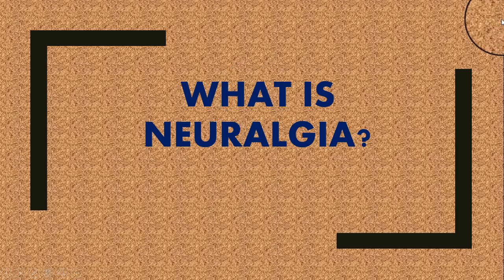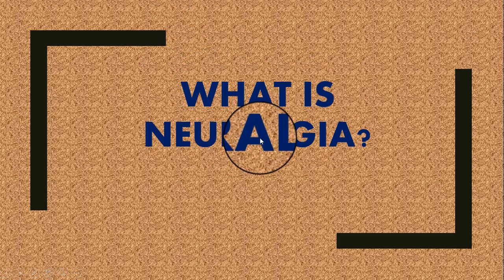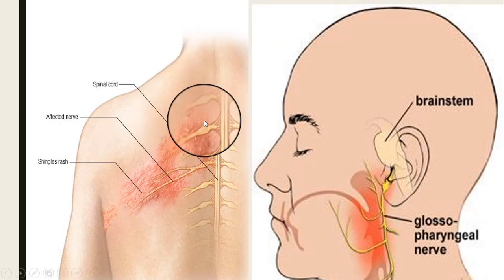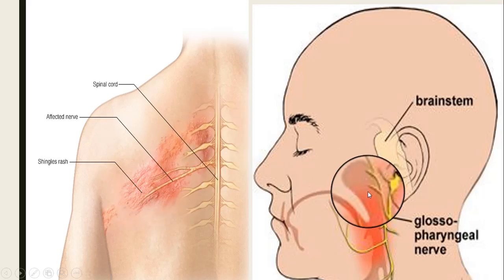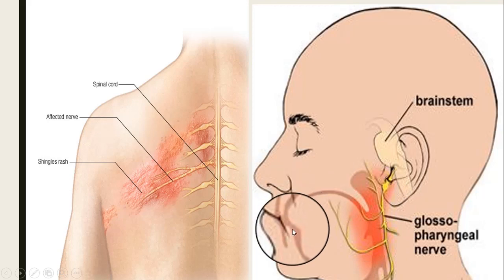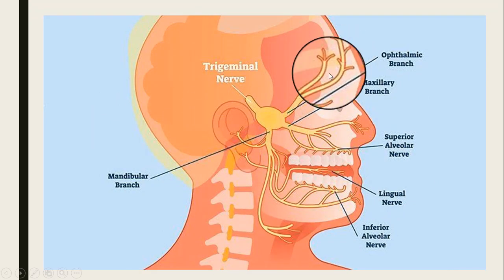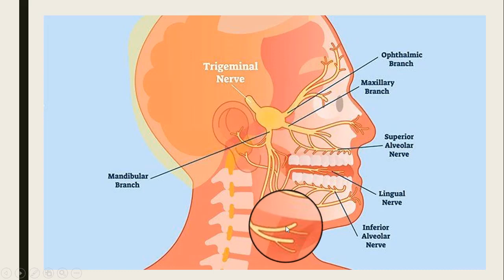First of all, we'll talk about what is neuralgia. Neuralgia is a stabbing and burning and often severe pain due to an irritated and damaged nerve, and the nerve may be anywhere in the body. The damage may be caused by several things including aging or disease such as diabetes mellitus or multiple sclerosis, or any kind of infection such as shingles. So this is the basic definition of neuralgia.